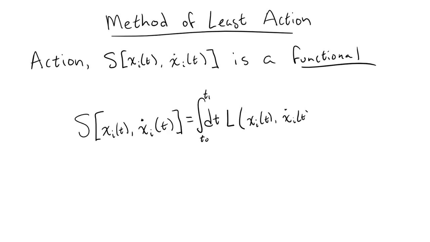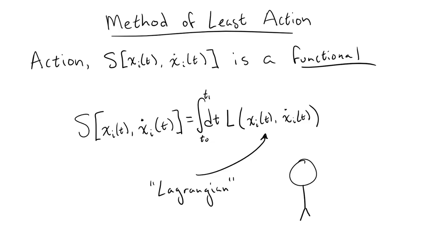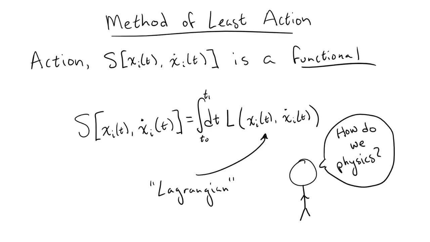But what goes inside the integral? This is a function known as a Lagrangian, which typically depends on the paths that the particles take and the time derivatives of these paths. We will talk a little more about the Lagrangian later. Okay, so we have an idea of what the action is, but you may be asking, how do we get anything having to do with physics out of it?